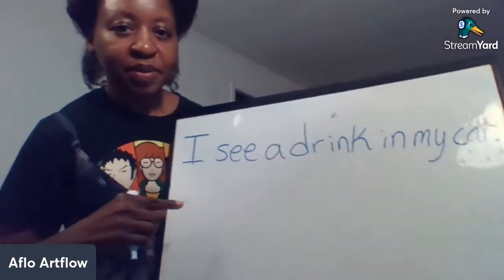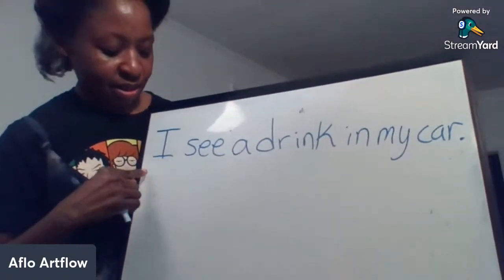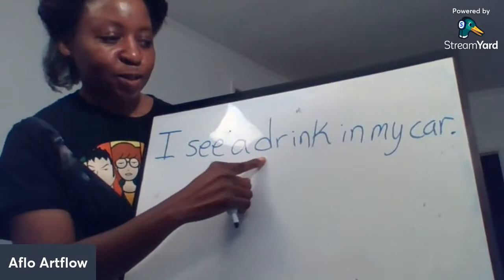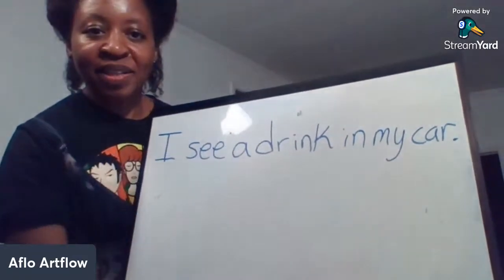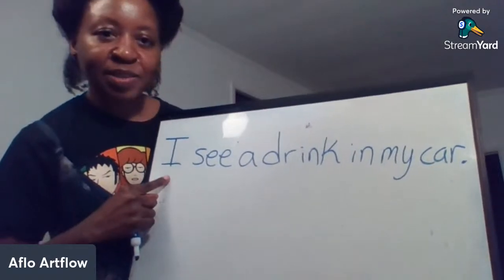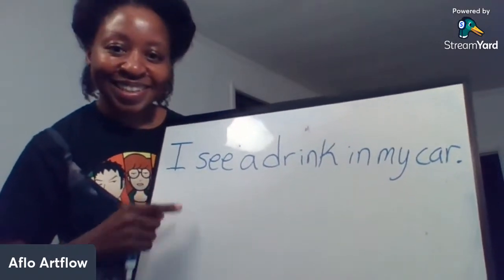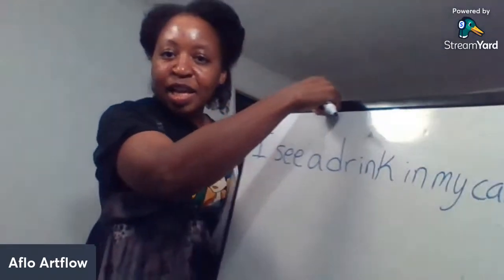Here we go. Oops, let me come back. I see a drink in my car. And I put a period at the end. Remember, you always capitalize the first letter of a sentence. And Manny 36 wrote, okay, I see how you corrected the TH to an I. So I see a drink in my car. I'm going to give you credit as well, Manny 36. Good job. So proud of you.